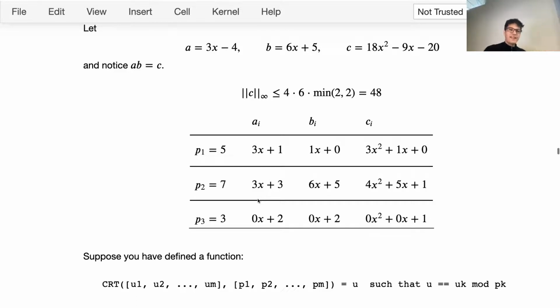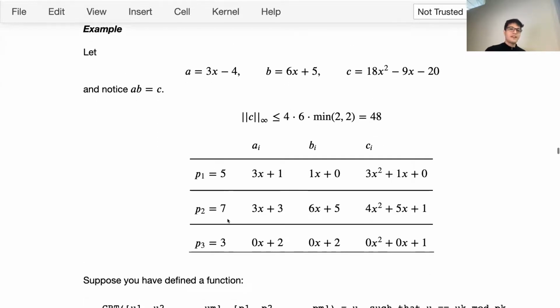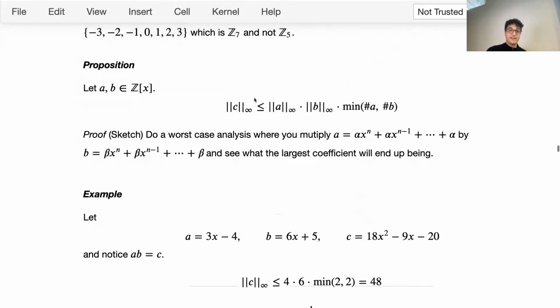So how we're going to mitigate this is we're going to perform a multiplication of polynomials with big int coefficients by doing a bunch of polynomial multiplications with the coefficients being regular ints. And we do it in the following way. You pick a bunch of primes, and the primes have to exceed some threshold. And the threshold is given here.